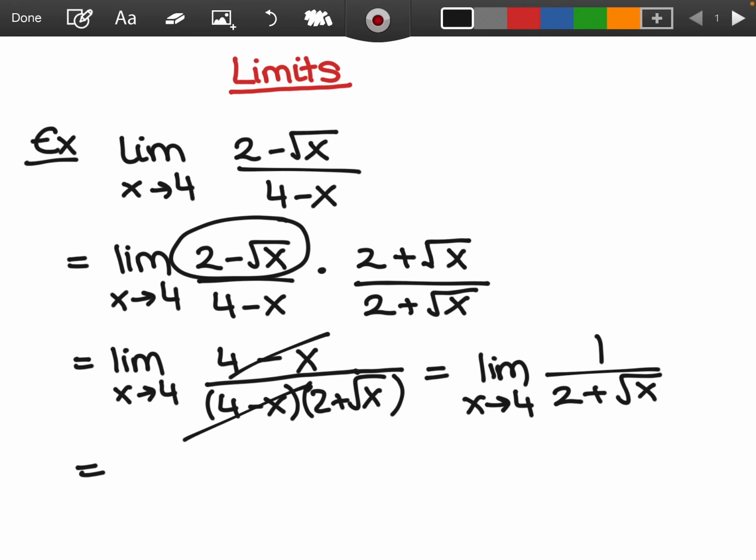And now we can plug in x. If we plug in x is equal to 4 into this, I get 1 over 2 plus the square root of 4, which is 2, which just gives me 1 over 4. So this is another type of problem where multiplying by the conjugate of one of the terms, top or bottom, can help.